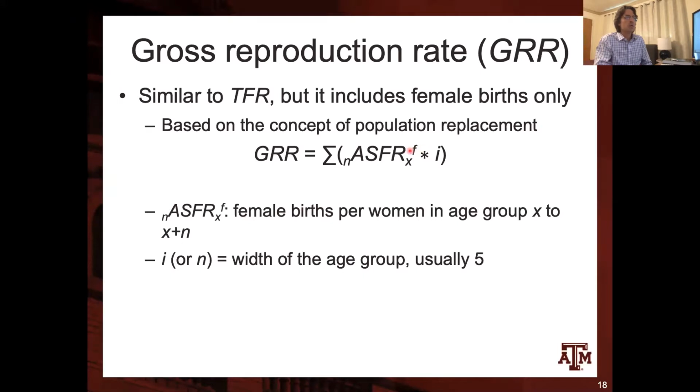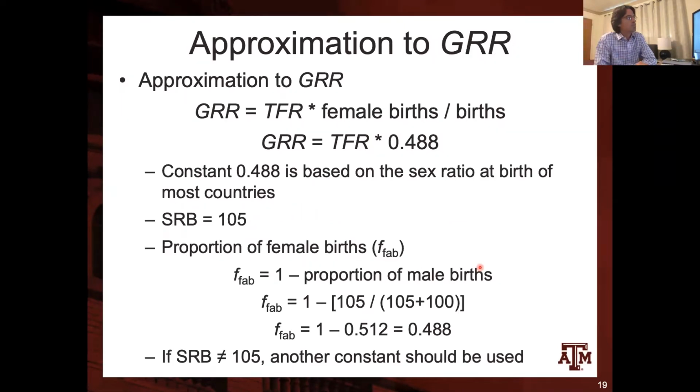But now these rates only take into account, in the numerator, the number of female births. And we multiply by 5, which is the width of the interval, usually the width that we use. If we don't have information about female births by age group of mothers, one way to approximate the gross reproduction rate is to take the total fertility rate, which uses the age-specific fertility rates for both boys and girls, and multiply by the overall proportion of female births in that specific country in that specific year.